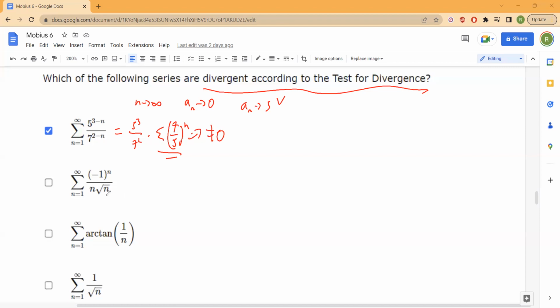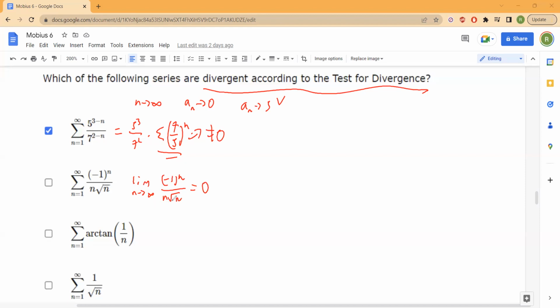Okay, so then we go here, and here you can just take the limit as n approaches infinity of negative 1 to the n over n root n. And this one does approach 0. If you plug it in, you'll get that this approaches 0. Therefore, it's not divergent according to the test for divergence.